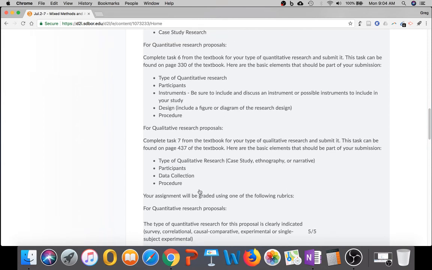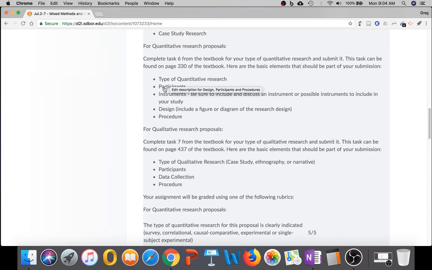So you're going to start to talk about who are your participants for your proposed research study. What are your instruments that you're going to include? You know, are you going to use the motivated strategies for learning questionnaire? What is the questionnaire? And we talked about that in our discussion last week. Hopefully you have some good guidance on that. And then what is the research design for your study? And include a figure or diagram of the research design.